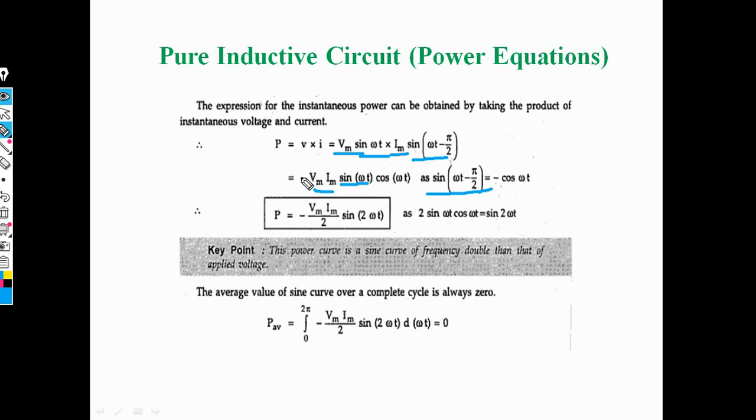Here the minus sign is there and cos omega t. This formula is very important: sin (omega t minus pi by 2) is equal to minus cos omega t. Now here we have the voltage and current equation, and the product of voltage and current is called power.